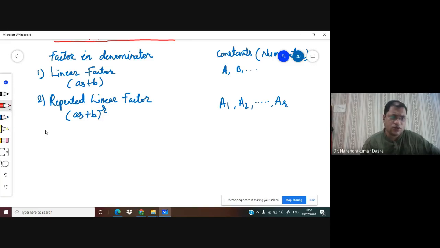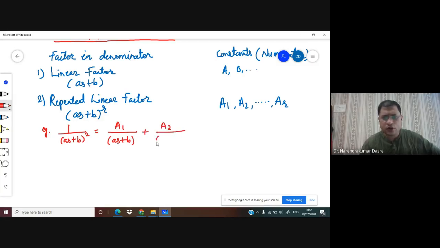Okay, so for example, we can see now. Suppose we have a factor which is repeated two times. So we have here (as + b) repeated two times. So what will be the partial fractions of this? It will be a1 upon (as + b) plus a2 upon (as + b) squared.